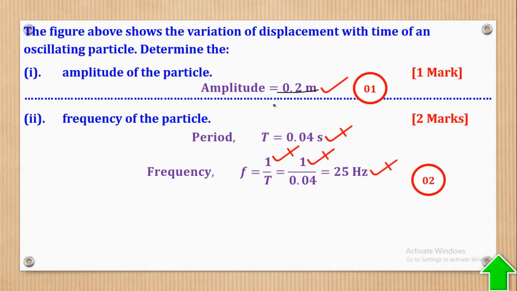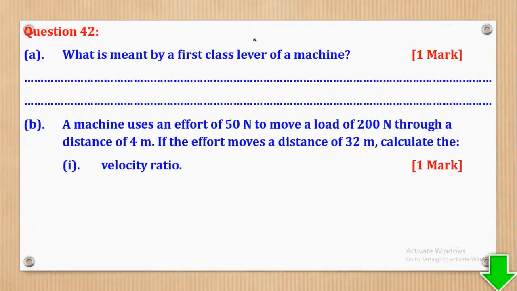So 1 mark for stating amplitude, half a mark for getting period, half a mark for formula, half a mark for substitution, half a mark for the frequency. So that was question 42. Now we shall go to question 43.